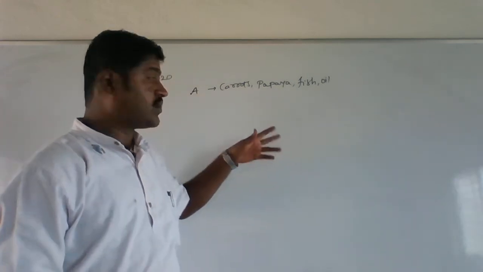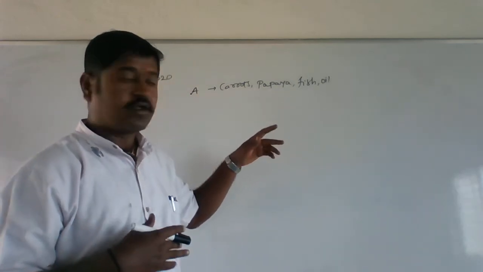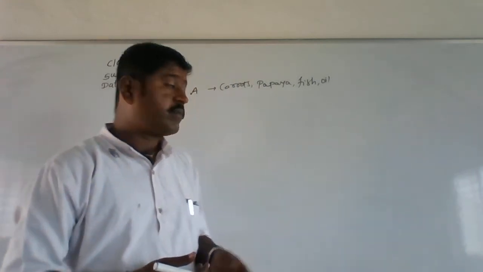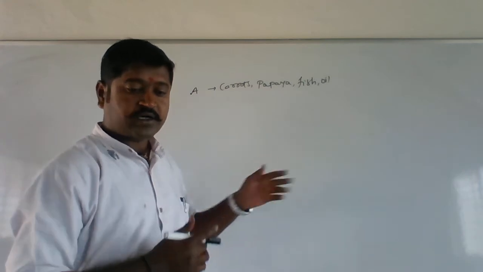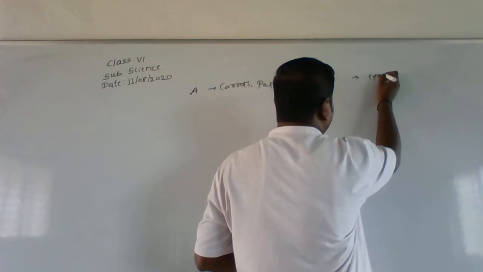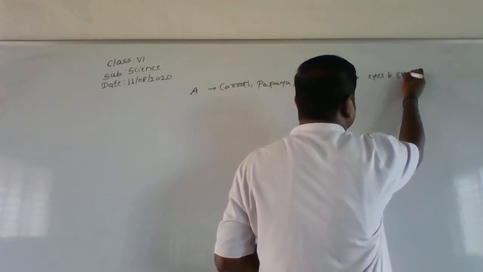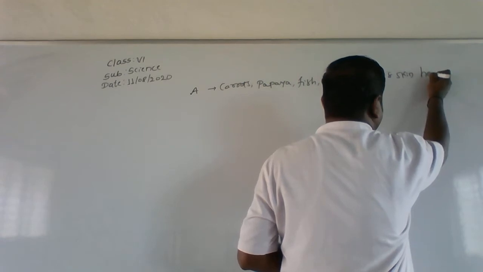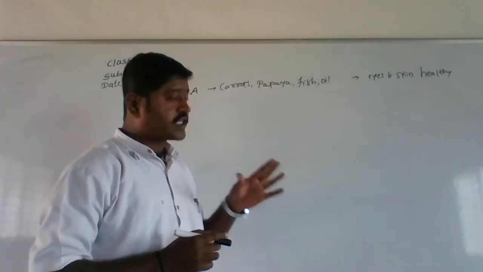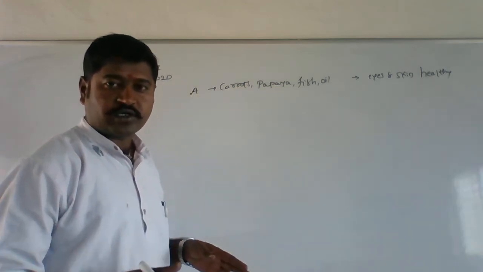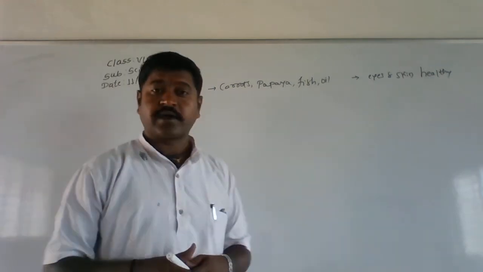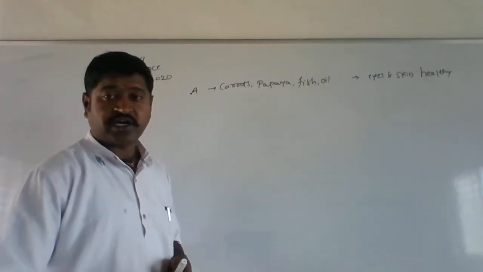Right? Then what is the function of vitamin A in our body? We have obtained it from carrots or papaya or fish or oil. But after obtaining vitamin A, what is it doing? It is keeping our eyes and skin healthy. So if eyes and skin have to be healthy, then we have to consume vitamin A. Where do we get vitamin A? We get it from carrots, papaya, fish, and oil.